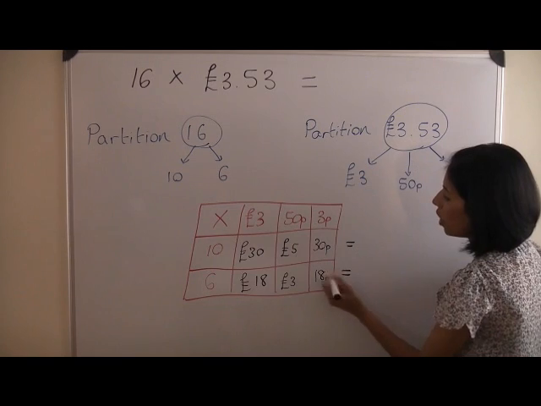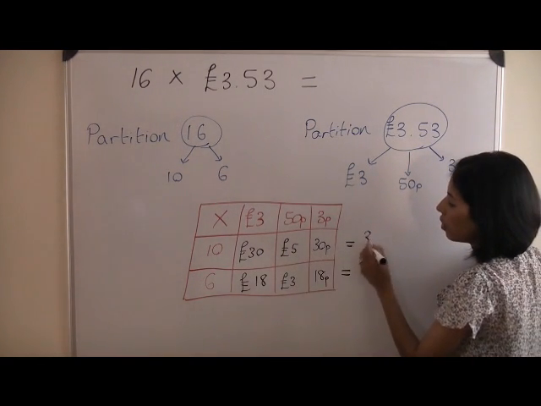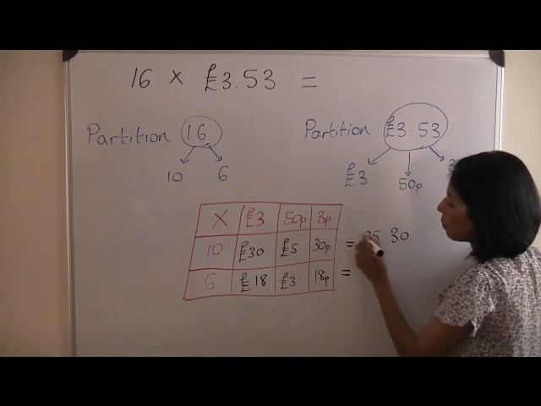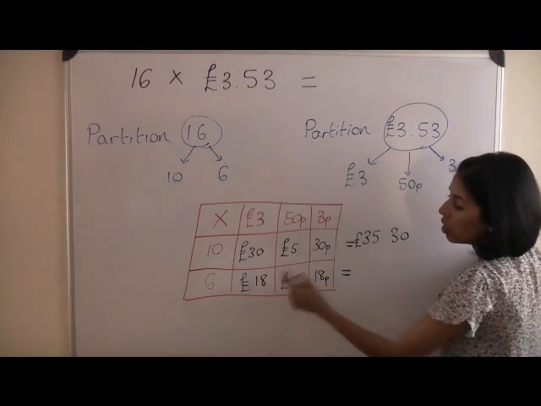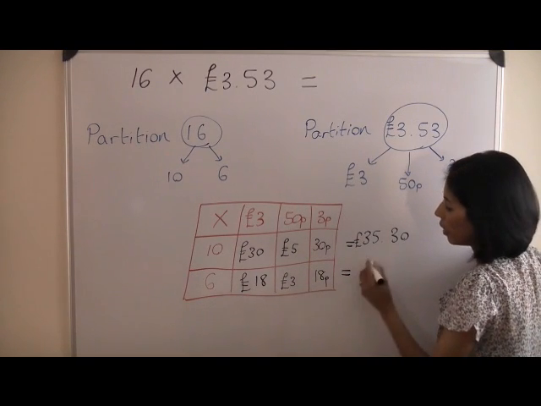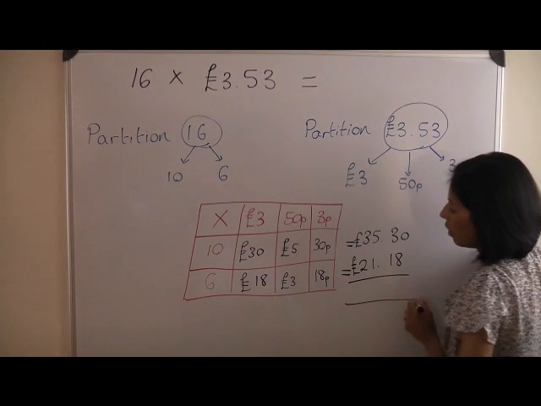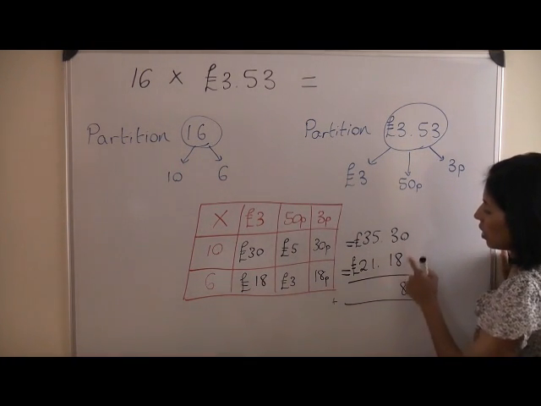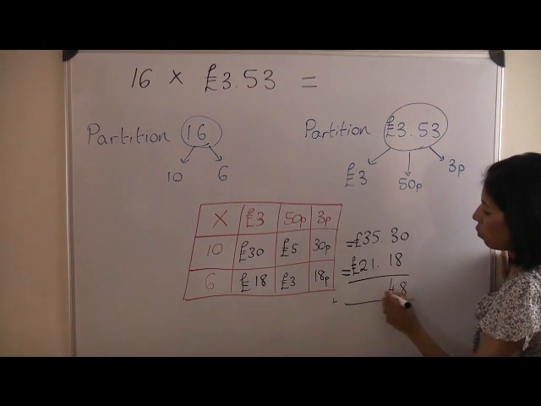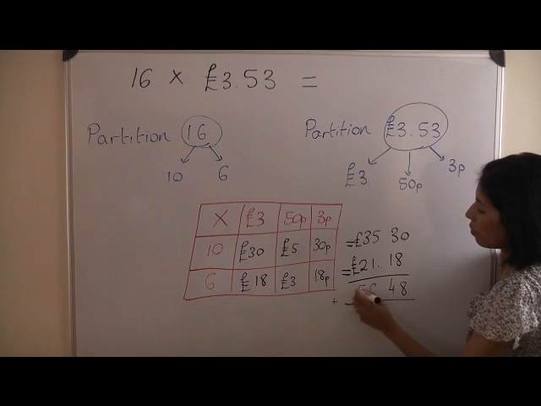So let's total up these rows. £30 plus £5 is £35 with 30p. £18 plus £3 is £21 with 18p. Then let's add those together really quickly. 0 and 8 is 8, 3 and 1 is 4, 5 and 1 is 6, 3 and 2 is 5.